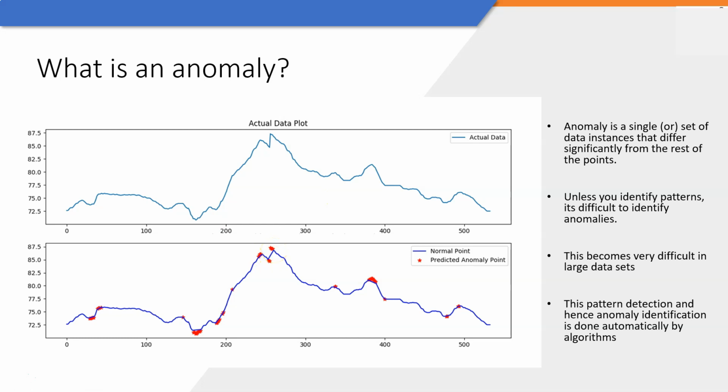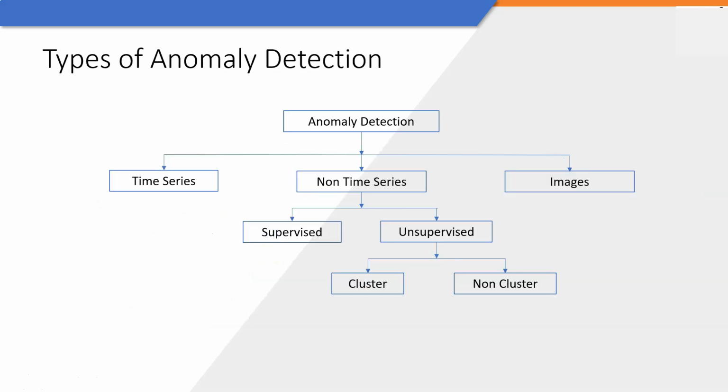To understand the world of anomaly, it is important to understand that there are three major types of anomalies: time based anomalies, non time based anomalies, and lastly, we have the exciting world of image anomalies, where we detect anomalies in a set of images just like we detect anomalies in a set of data points.